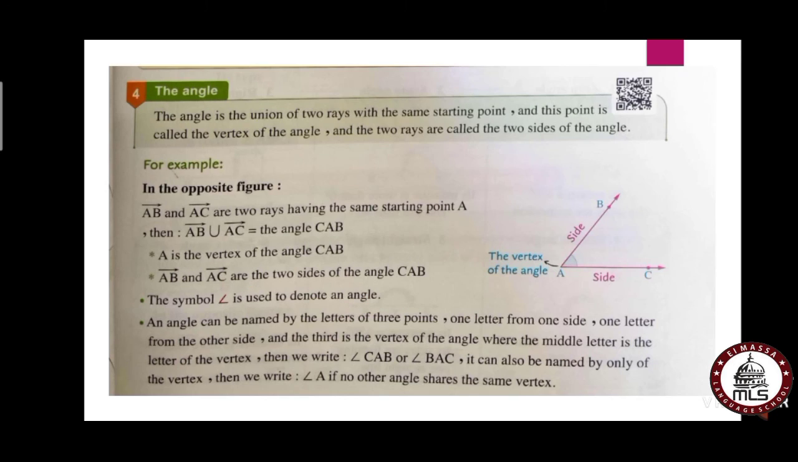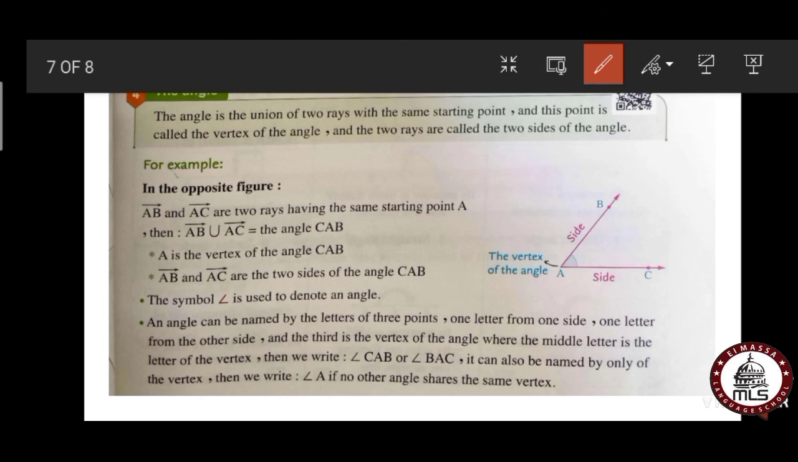Number 4, the angle. The angle is a union of two rays with the same starting point, and this point is called the vertex of the angle, and the two rays are called the two sides of the angle. As we see here, the point E is the vertex of the angle, and the ray AB is one side, and the ray AC is the other side. Here I have an angle, a union of two rays with the same starting point.